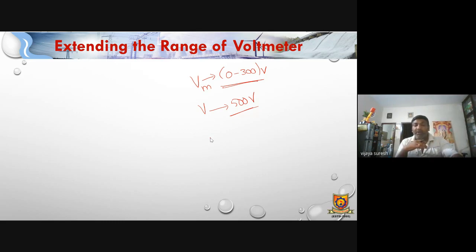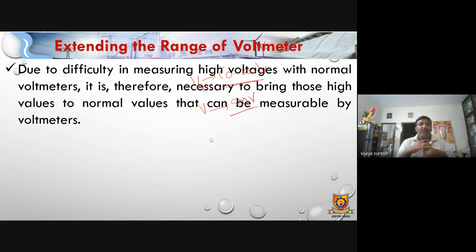So due to the difficulty in measuring high voltages with normal voltmeters, it is necessary to bring those high values down to normal values that can be measured by the voltmeters.